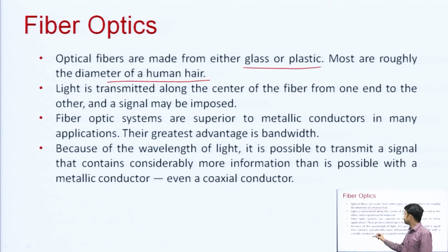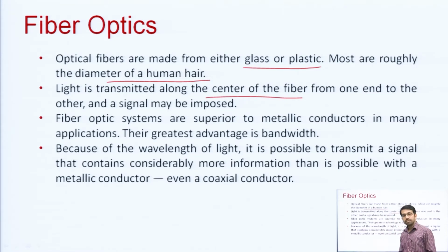How is light transmitted? Information is transmitted in the form of light. Light is transmitted along the center of the fiber from one end to another, and a signal may be imposed. So, the electrical signal is converted into optical form. When it is converted into optical form, it travels through the core of the optical fiber, and at the receiving end it is again converted from optical to electrical format. Okay.